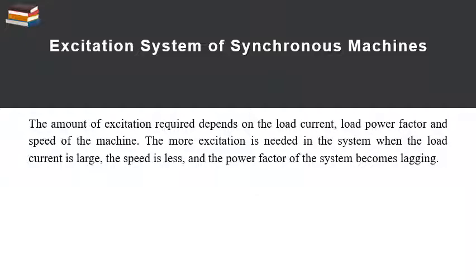The amount of excitation required depends on the load current, load power factor and speed of the machine. Excitation depends on three things: load current, power factor and the speed of the machine. More excitation is needed in the machine or in the system when the load current is large, the speed is less and the power factor of the system becomes lagging.